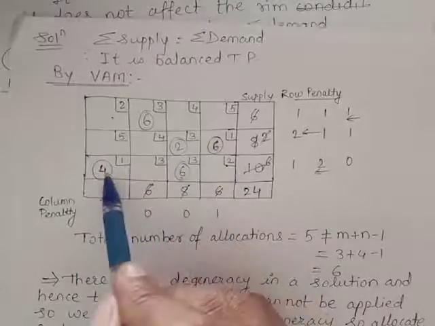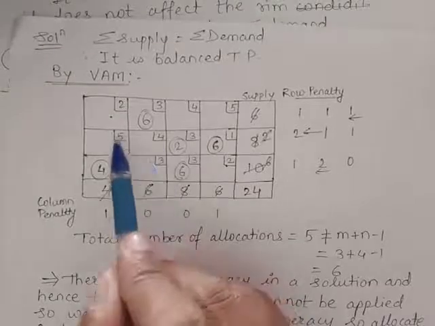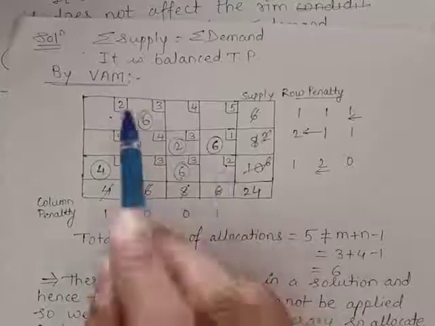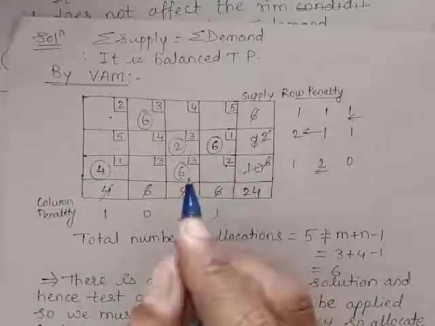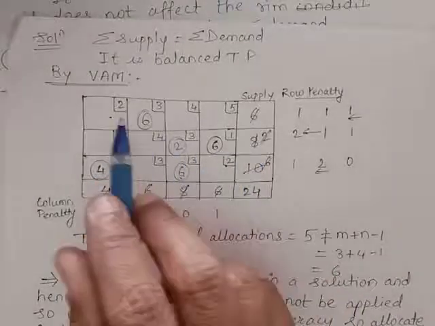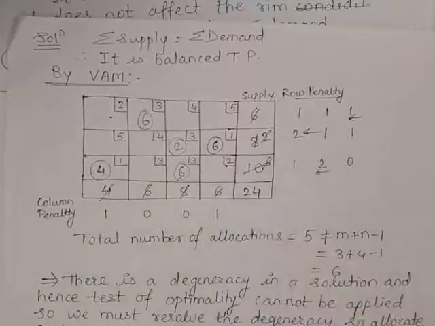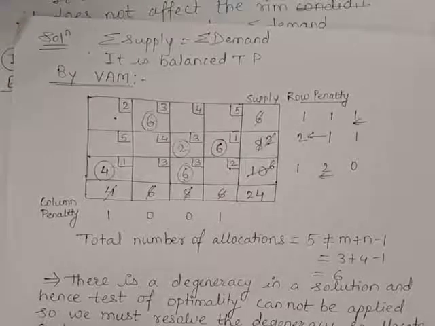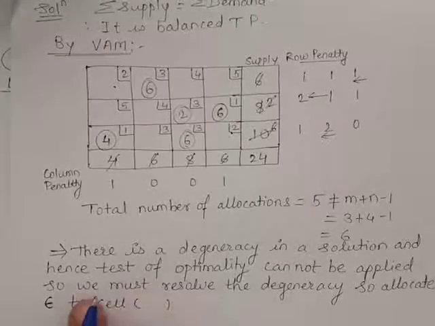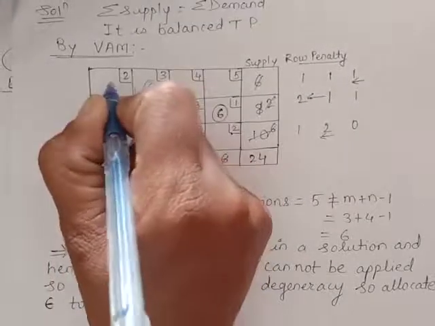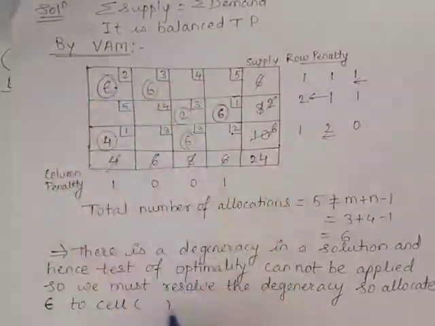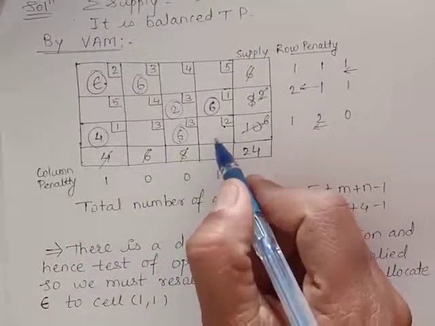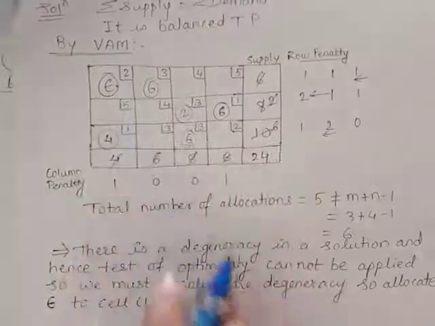One has an allocation. Okay. The unoccupied cells having these two are the minimum cost. So here, at least at one position, let's allocate this epsilon, a very small quantity. Okay, so let's allocate this in cell 1 1. Suppose cell 1 1. Here also we can allocate epsilon, or here also we can allocate it.